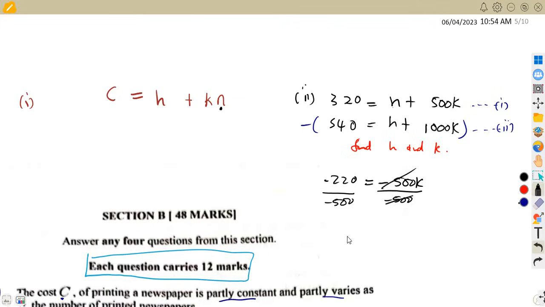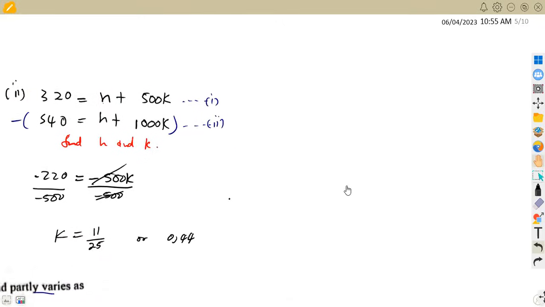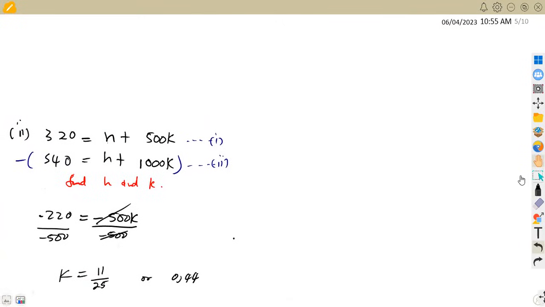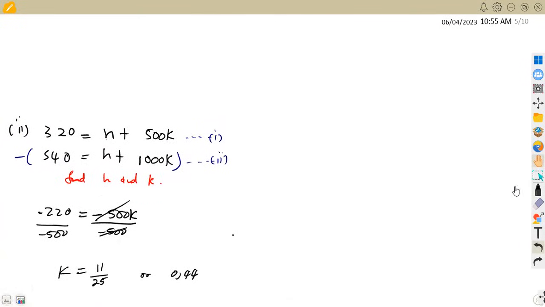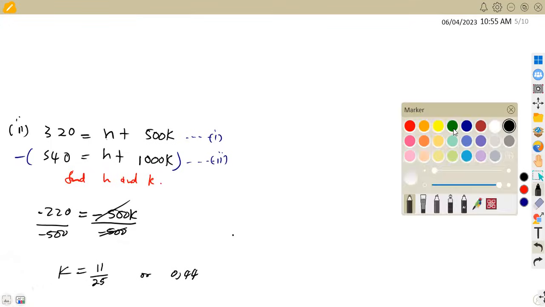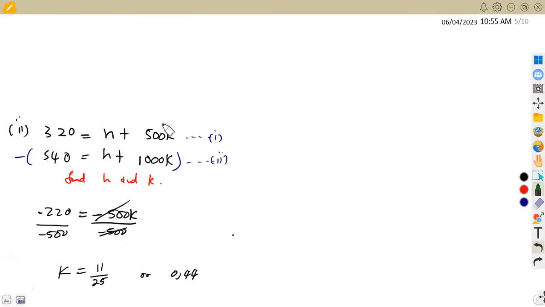So this cancels. Our k is going to be negative 220 over negative 500, which is going to give us positive 11 over 25. So that will be 11/25, or as a decimal 0.44. You can write it as a decimal 0.44. So to find the value of h, you can substitute this k that we got into any one of these equations. So you can substitute into the first equation.